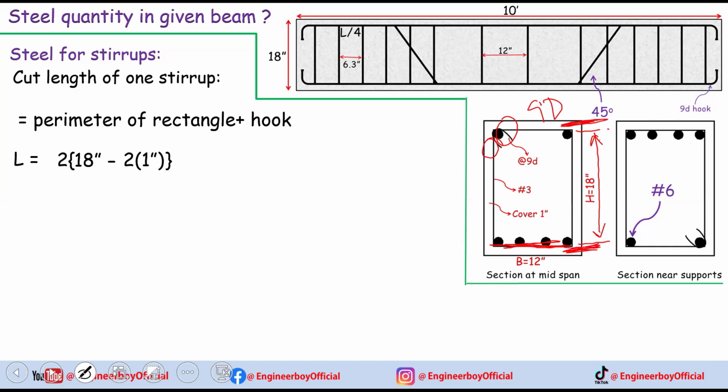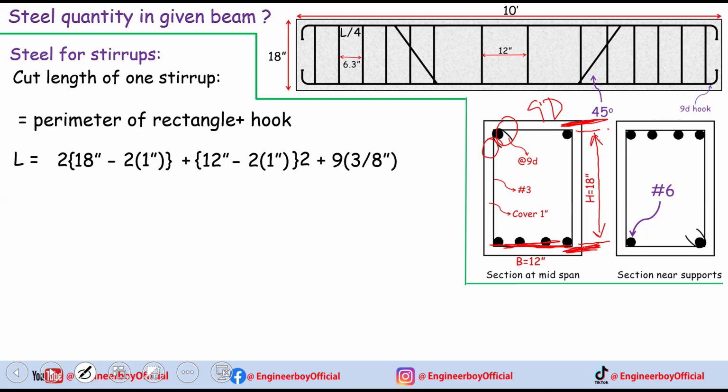Now next we have 2 times because we have 2 sides of the rectangle. Now we will take 12 inches and again subtract 2 times concrete cover for one side and the other side, so we can have that portion which is the side of the stirrup, you can say. And I'm going to multiply this with 2 because we have 2 sides, okay, top and bottom.